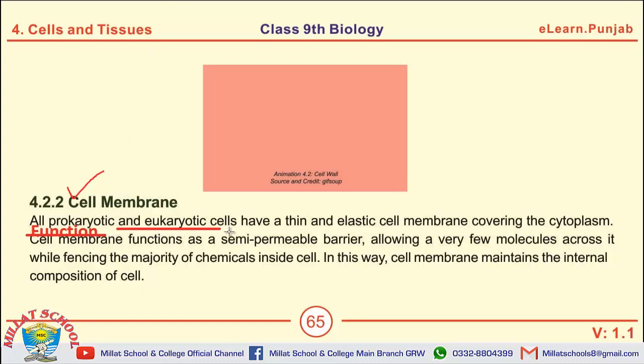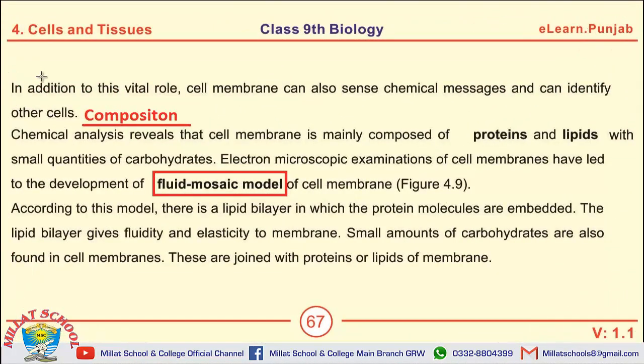And there is a definition of a cell membrane. The other question may be asked about the main function of cell membrane. Cell membrane functions as a semi-permeable membrane, or it is a semi-permeable barrier, so it maintains the internal composition of the cell. And there is another important function of cell membrane, that is, it can sense chemical messages and can identify other cells. So these are the three functions of cell membrane.